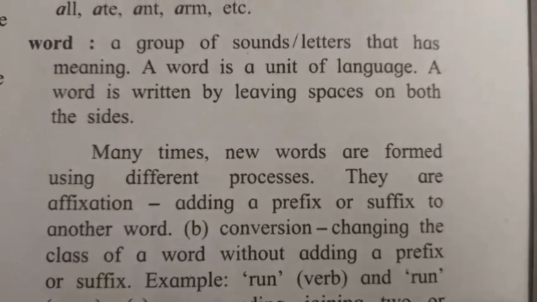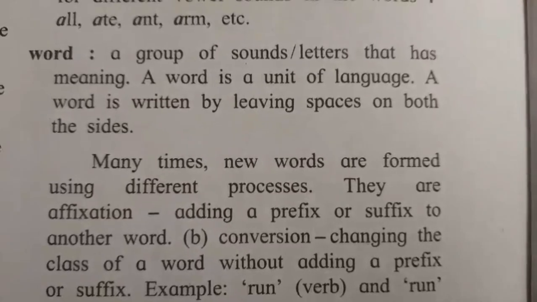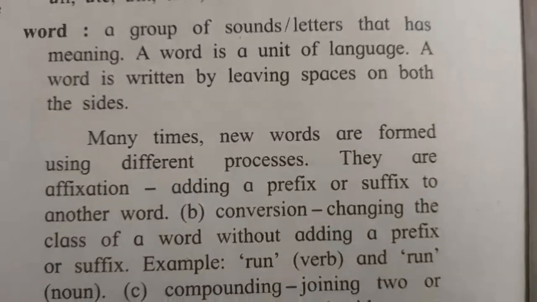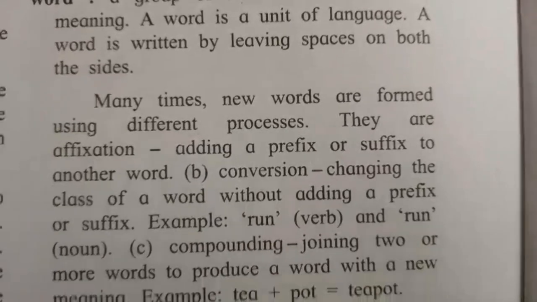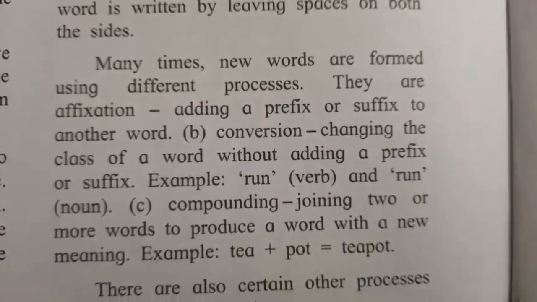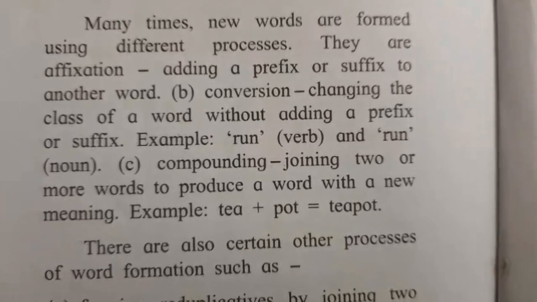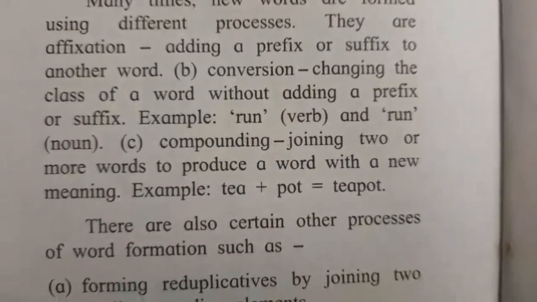Now, what is a word? A group of sounds or letters that has meaning. A word is a unit of language. A word is written by leaving spaces on both sides. Many times new words are formed using different processes.